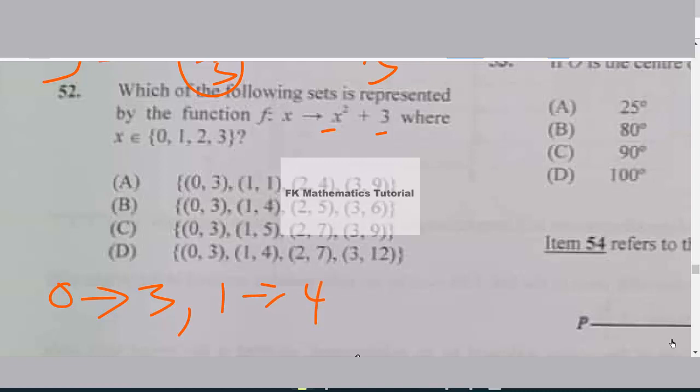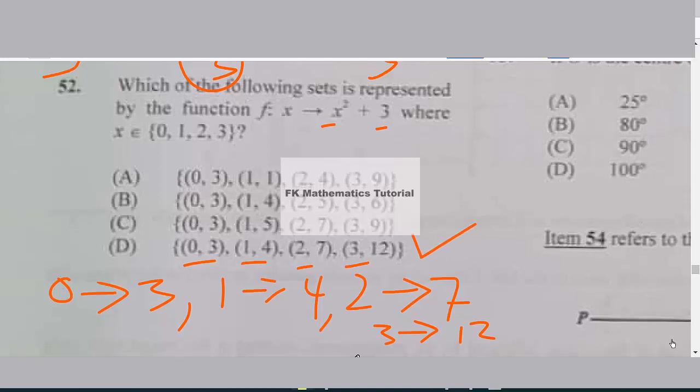Then when we pick 2, 2 maps onto 2 squared, which is 4, plus 3 is 7. Then 3 squared is 9, plus 3 is 12. So 3 maps onto 12. So we have 0, 3; 1, 4; 2, 7; 3, 12. So the correct answer is option D.